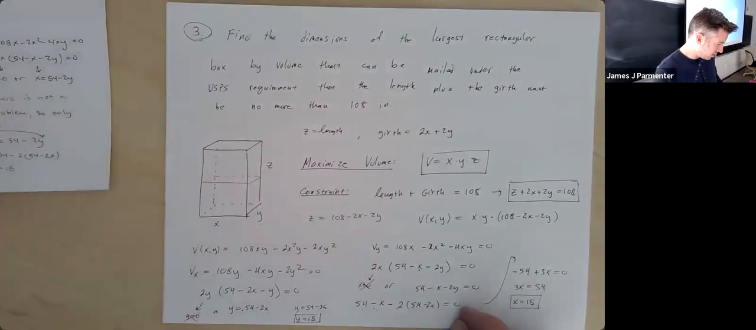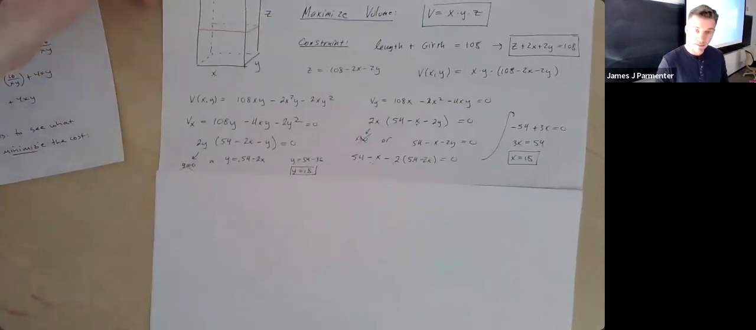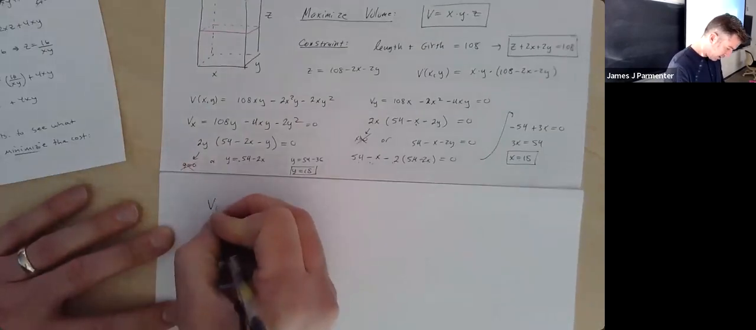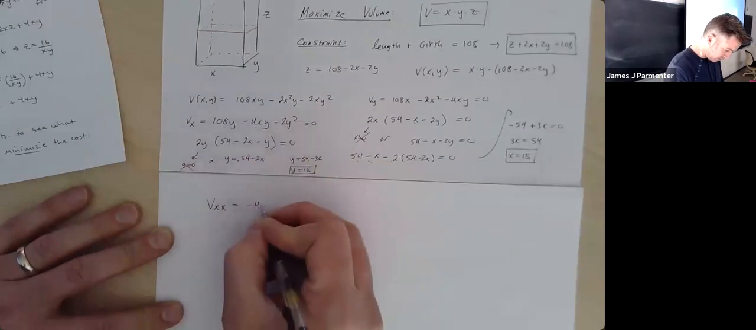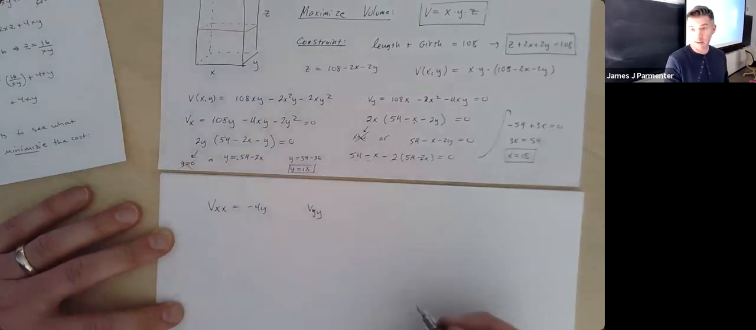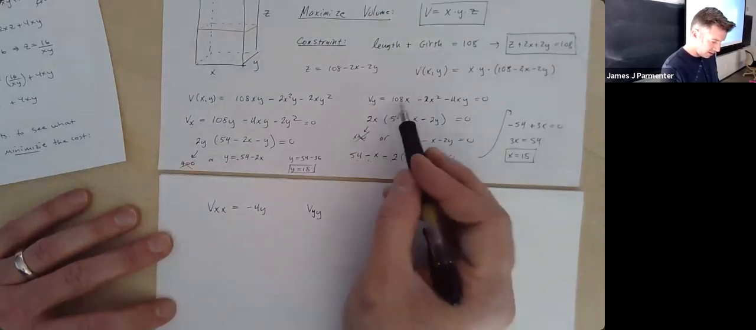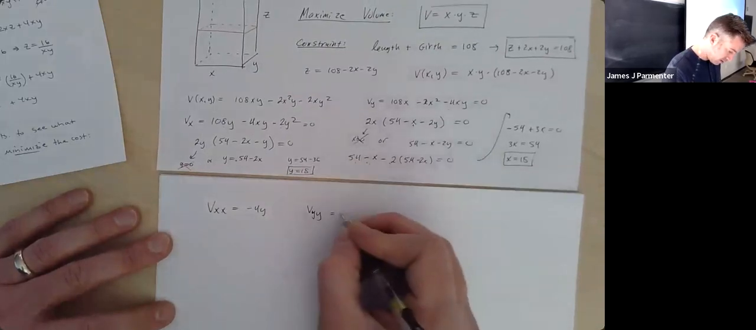So then we could go and check. We probably should check that it's actually a maximum. So we're going to take our second partials. Vxx is, let's see, 0 minus 4y. And Vyy, I'm expecting to get negative 4x because of symmetry, but let's check. Vyy is 0 minus 4x, yep.